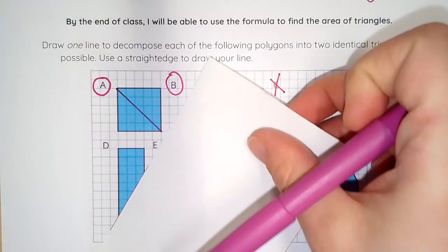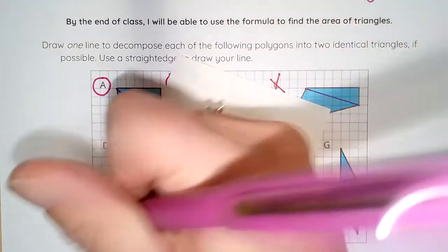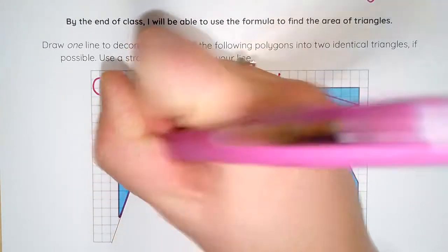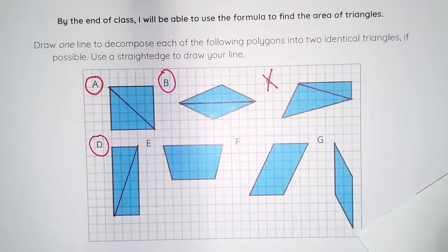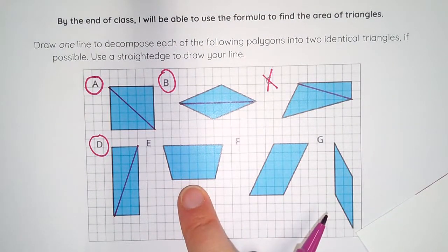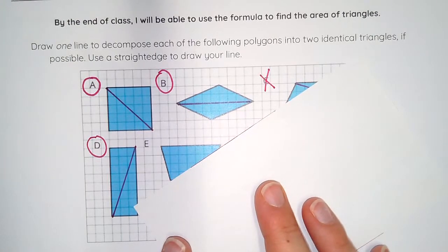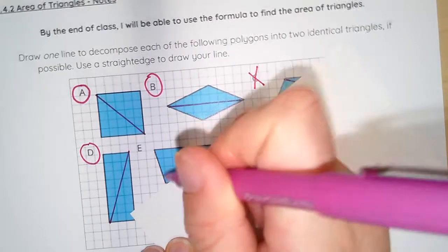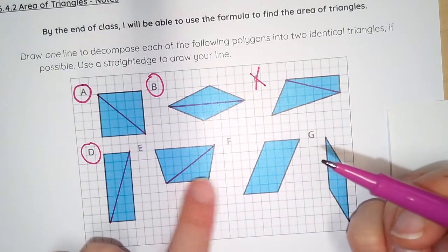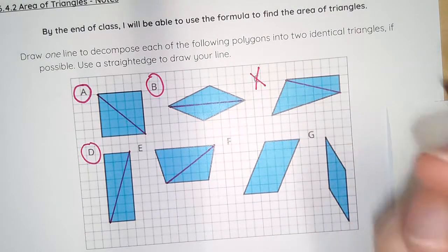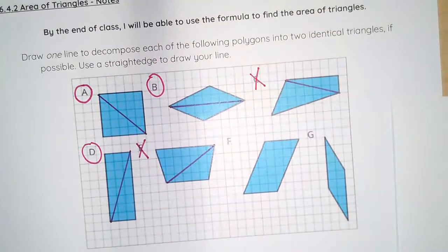Here I have a rectangle. I can go ahead and do those opposite corners, getting me 2 identical triangles. D works. E, we have a trapezoid, and although I can go to my opposite angles, making 2 triangles, they are not identical, so that one does not work.